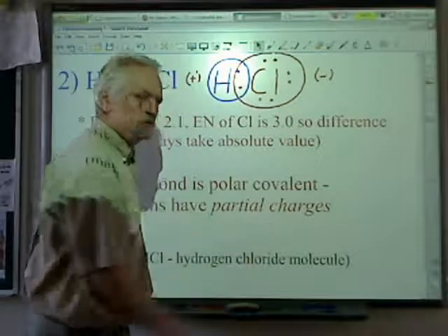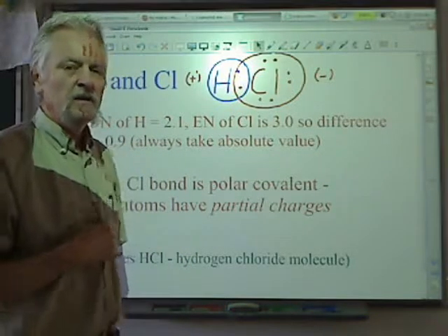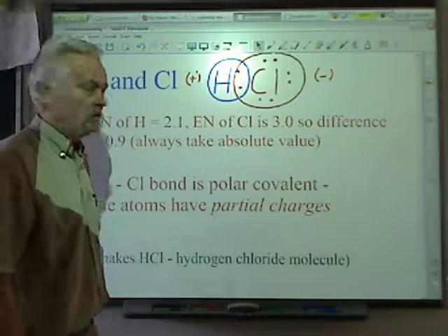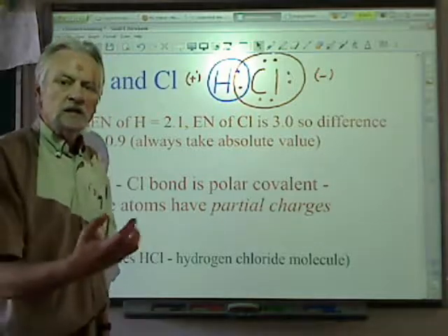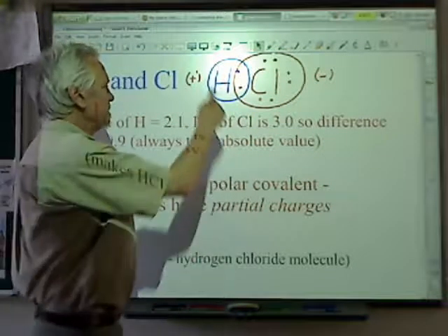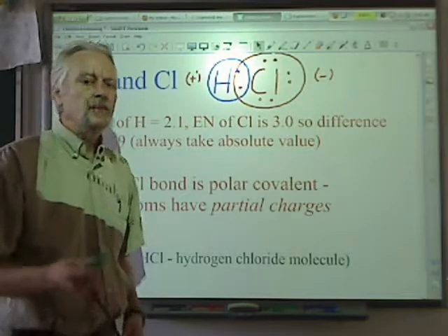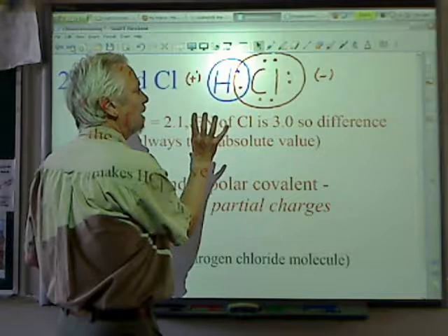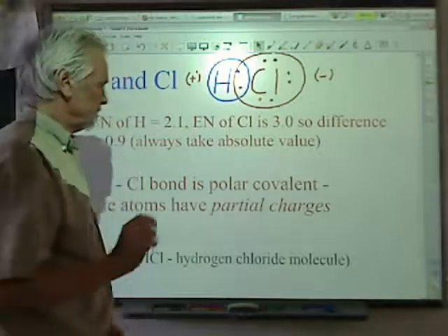These partial charges are not the same as full unit charges that ions have, but nonetheless, we say that hydrogen chloride is a polar molecule because the end with the chlorine is going to have a partial negative charge, and the end with the hydrogen is going to have a partial positive charge. And that polarity is going to have a huge effect on how hydrogen chloride molecules interact with each other.